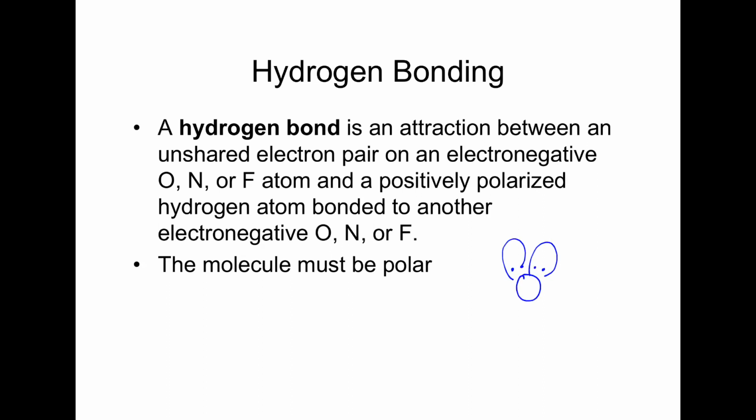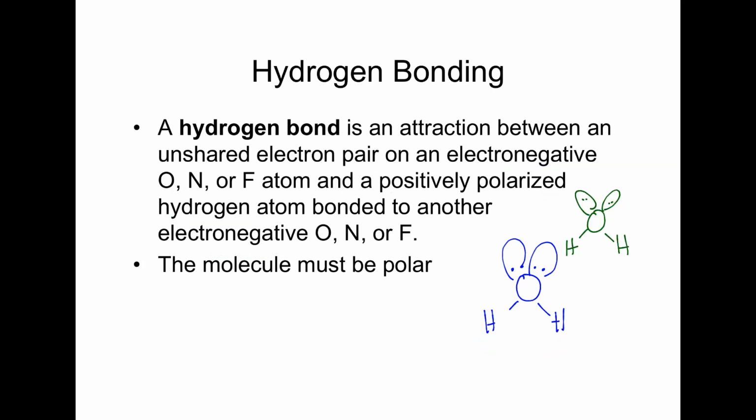So water has unshared electron pairs on an electronegative oxygen. So those are its unshared electron pairs. Those are its lone pairs. And it also has a positively polarized hydrogen bonded to that electronegative oxygen. So it has these hydrogens on this side.